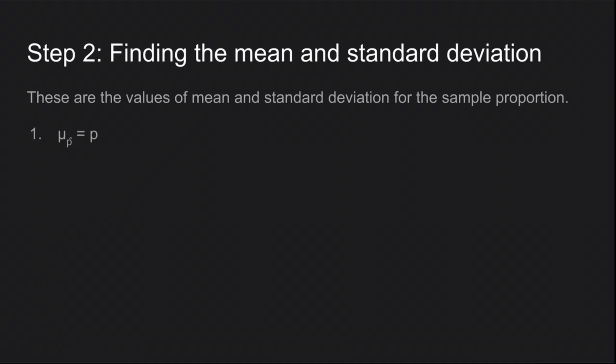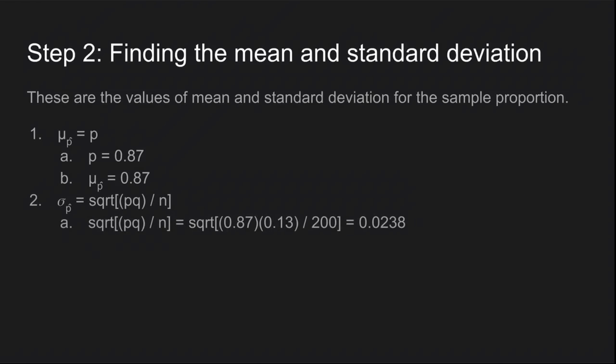So the mu of the sample proportion is equal to the probability of success, and the probability of success is 0.87. So that means the mu of the sample proportion is equal to 0.87. Then the second step, standard deviation of the sample proportion. This is equal to the square root of probability of success times the probability of failure divided by sample size. And that is the square root of 0.87 times 0.13 over 200, which is equal to 0.0238. And that means the standard deviation of the sample proportion is 0.0238.